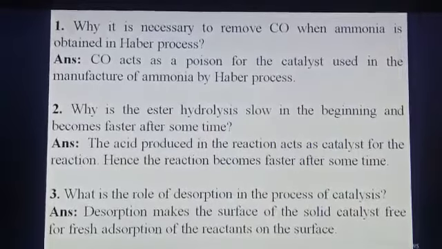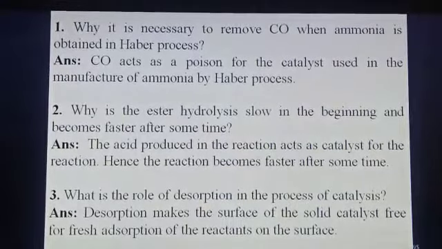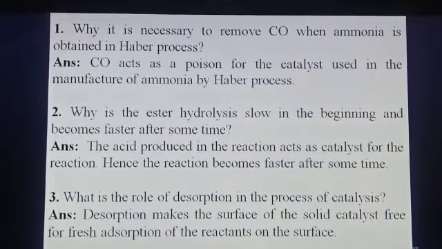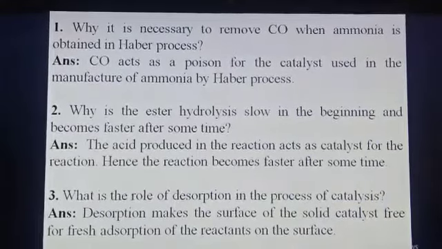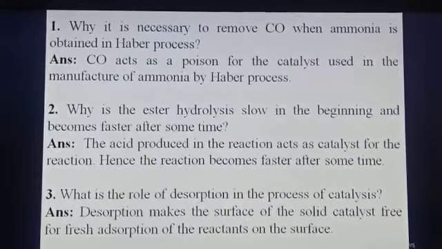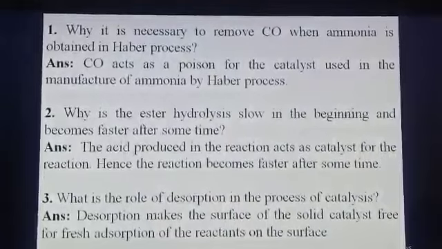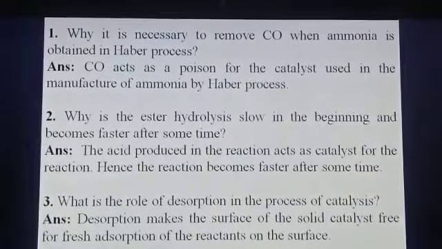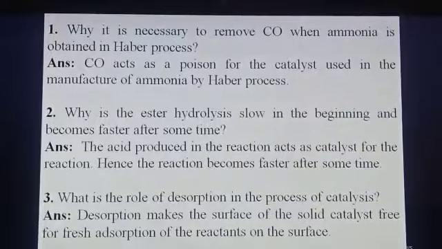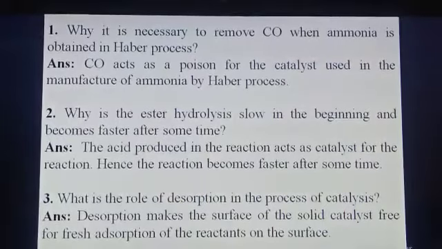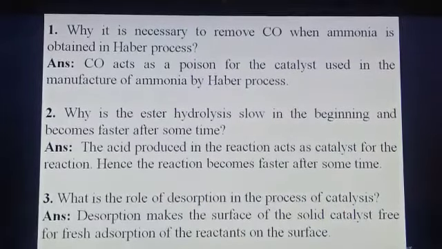The first question is, why is it necessary to remove carbon monoxide when ammonia is obtained in the Haber process? The answer is that carbon monoxide will act as a poison for the catalyst that we used in the Haber process. In the Haber process, iron is used as a catalyst. So CO will act as a poison and it will reduce the activity of the catalyst. That is why it is necessary to remove CO when ammonia is obtained in the Haber process.